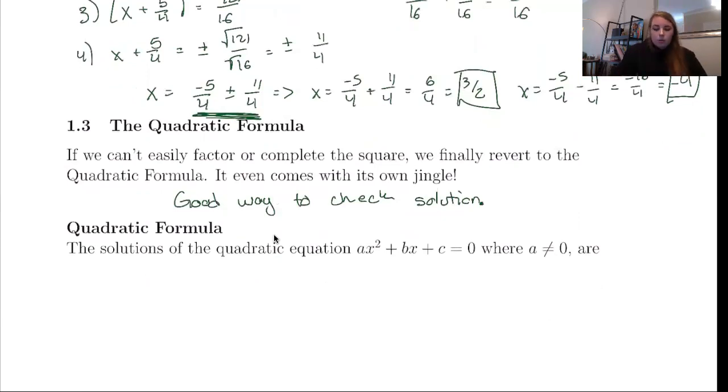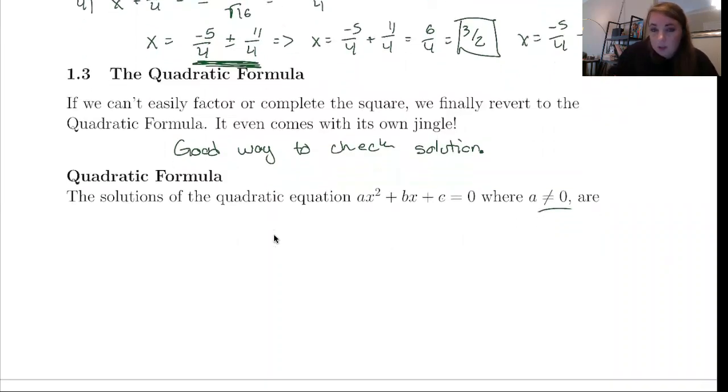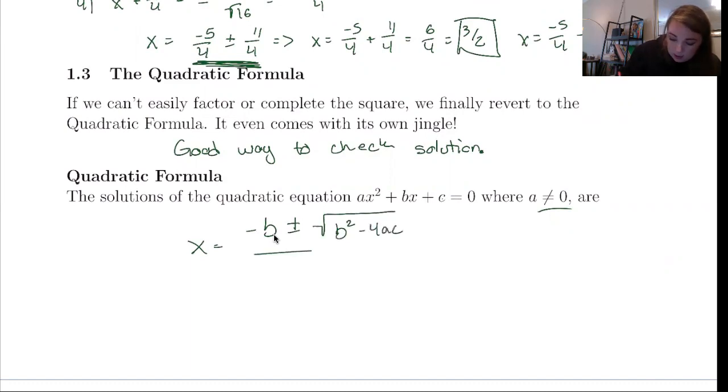Anyways, I digress. So the solution to the quadratic equation ax squared plus bx plus c equals 0, where a can't equal 0. And that is a good reason why, because you'll see in the answer. Here's the quadratic formula: x equals negative b plus or minus the square root of b squared minus 4ac, all over 2a. Yay! And that's why a can't be 0, because I would be dividing by 0.